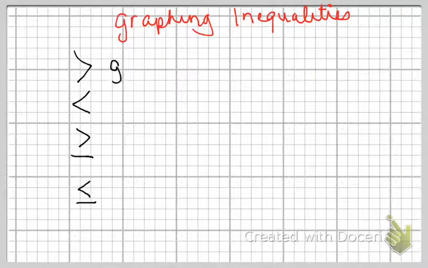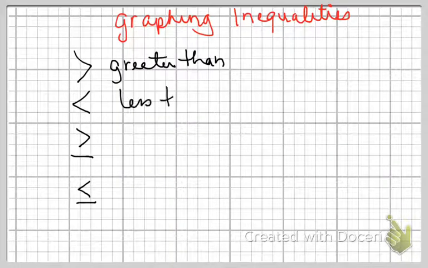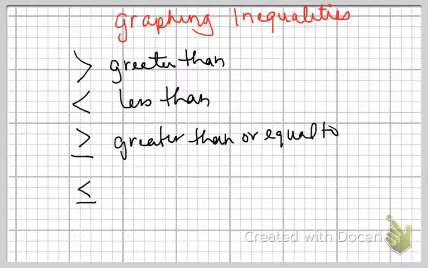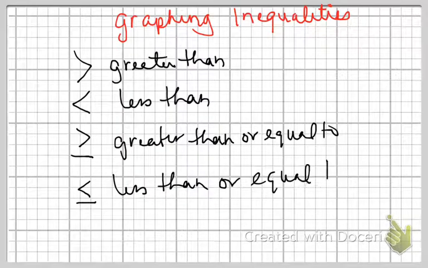So I'm going to write these down. This is the greater than symbol. This is the less than symbol. This is greater than or equal to, and this is less than or equal to. Alright, and the difference of the two, as you can tell, is the little bar sign right here.